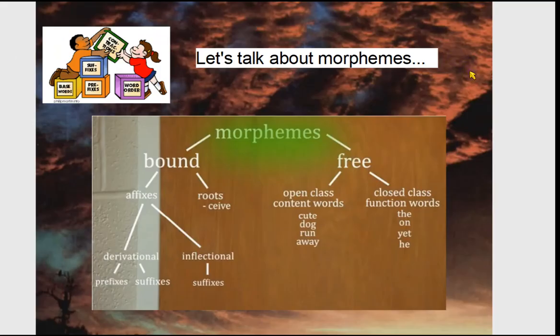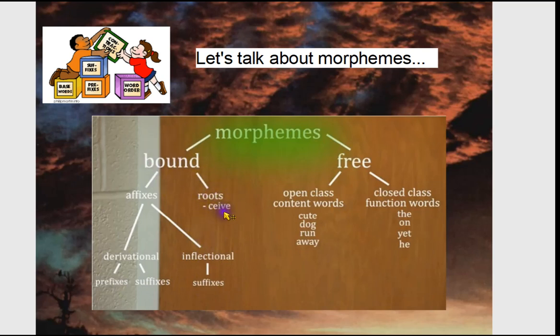Now let's talk about morphemes. There are two types of morphemes. We have bound morphemes and free morphemes. Bound morphemes, they need something else to have a meaning. So we have the affixes, which can be divided into derivational and inflectional. The derivational affixes are the prefixes and the suffixes. You might remember them from Spanish. And the inflectional are the suffixes.